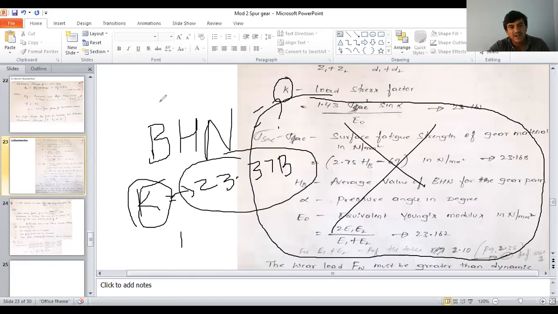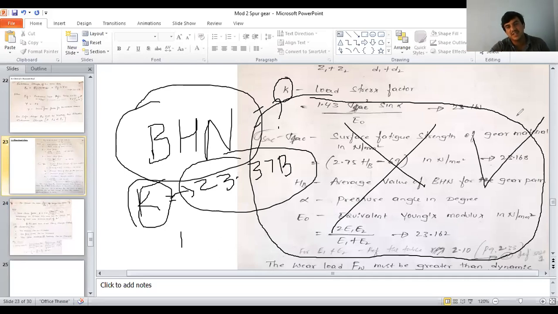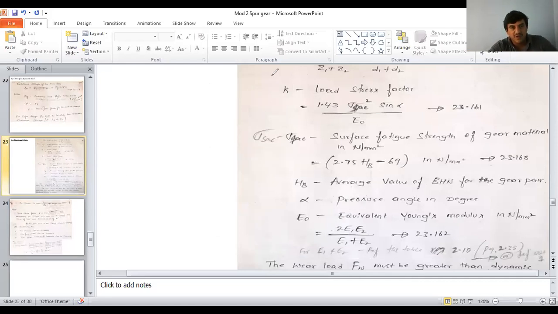Then you go for calculate what? BHN for pinion and gear. This is the method you follow. If BHN is given, then you follow this method to determine the K. These are the 5 steps you should follow.